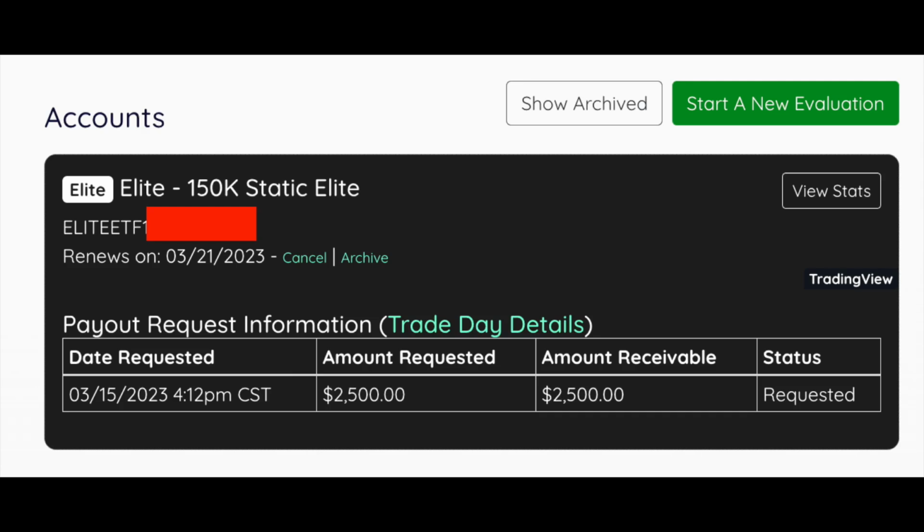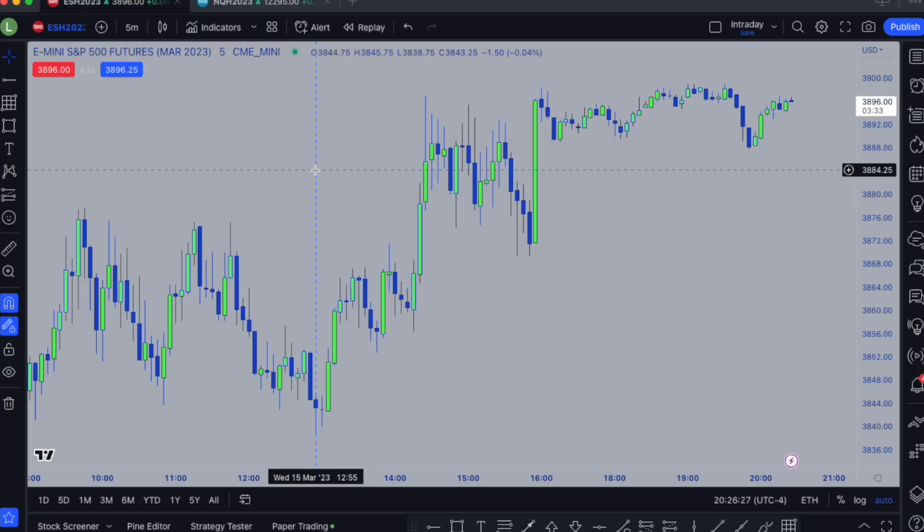What's up, y'all? So today I requested my second payout in this $150,000 static Elite Trader funding account. And I wanted to take some time today just to go over some of the trade setups that I've been trading in this account and how I've been able to get max payout for the past 2 months. So let's go ahead and jump into the chart.